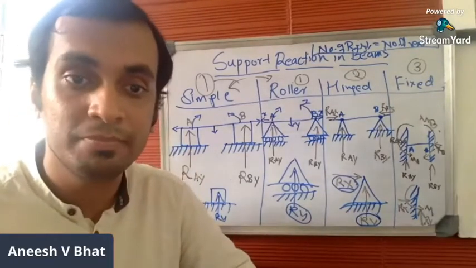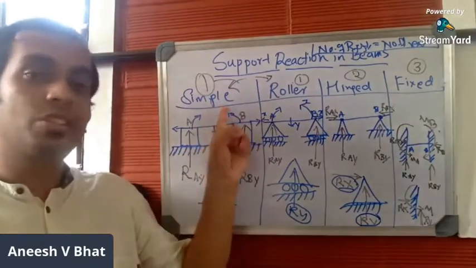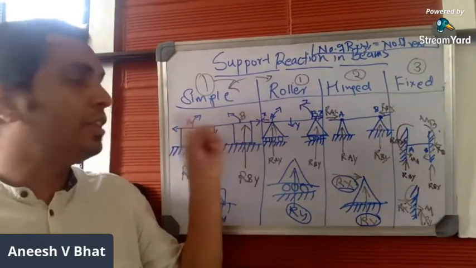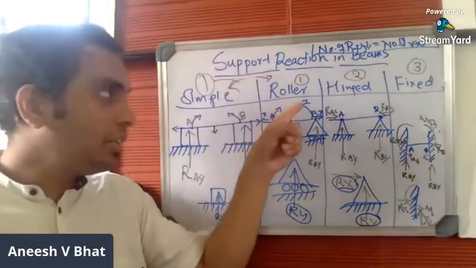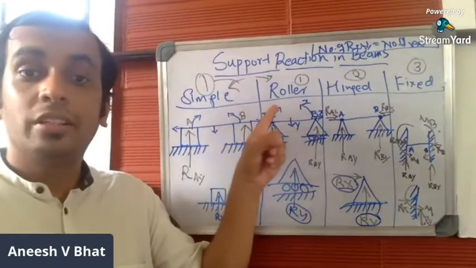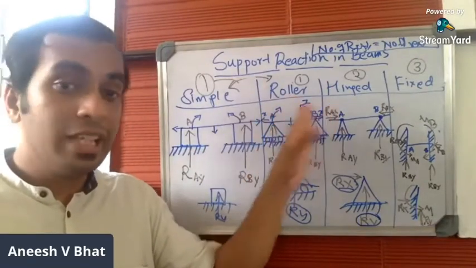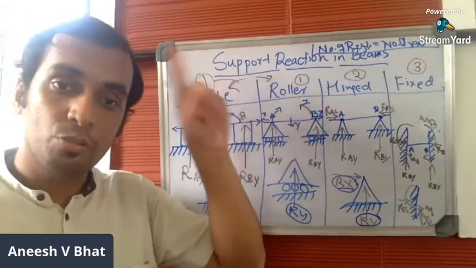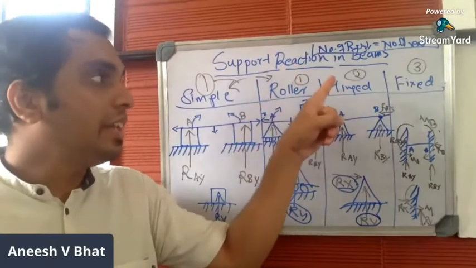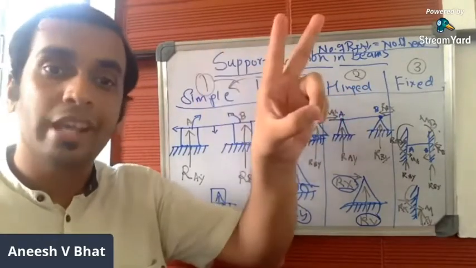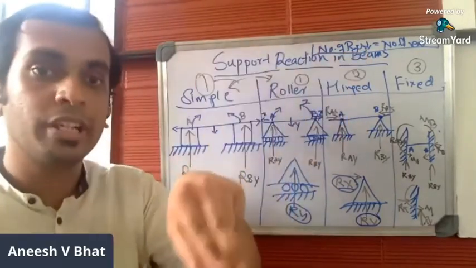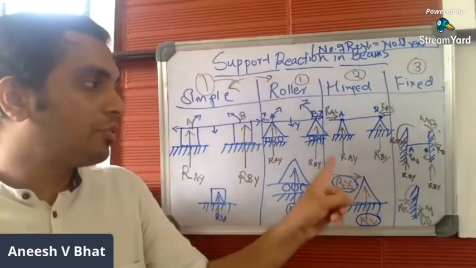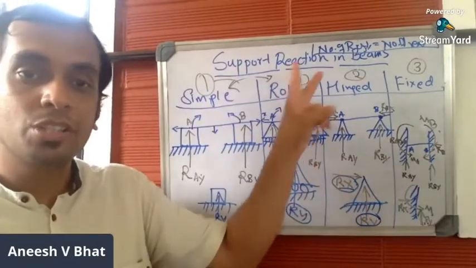Hope this is clear. So the number of restrictions offered by a particular support is equal to the number of reactions offered by the same support. Here in the simple support, the restriction is only in one direction. It can freely move in the other two directions. Even in the roller support, the beam can freely move in the other two directions. It has a restriction only in the Y direction. In the hinge support, the beam has restrictions in two directions. It cannot move horizontally, it cannot move vertically, it can rotate. So that's why you have two reactions, because it has two restrictions.